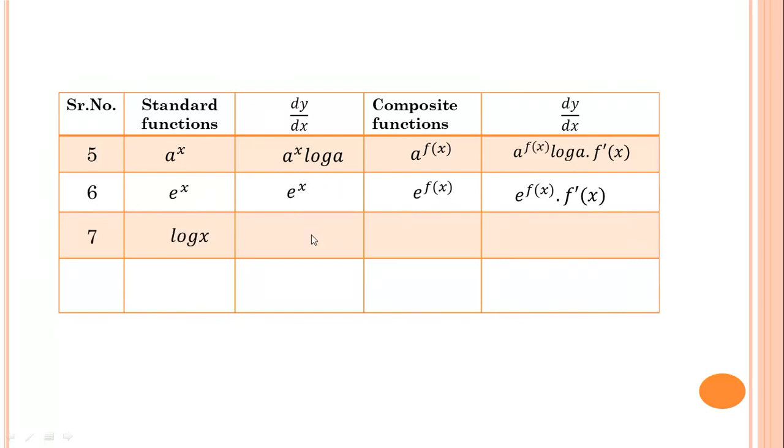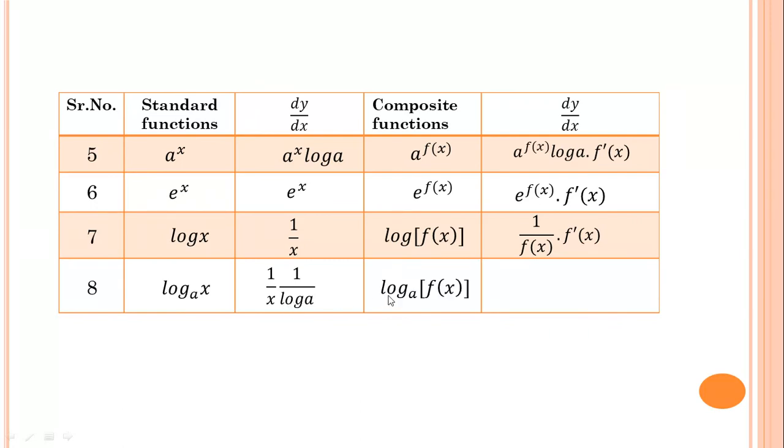Then the seventh one, if it is log x, then its derivative is 1 upon x. Similar to that, if it is log of f of x, then how will you write the derivative? It is 1 upon f of x into f dash x by chain rule. Now the last one, if it is log x to the base a, in this case the derivative is 1 upon x into 1 upon log a. Remember, whenever another base is given to you, the derivative of log x to the base a will be 1 upon x into 1 upon log a.